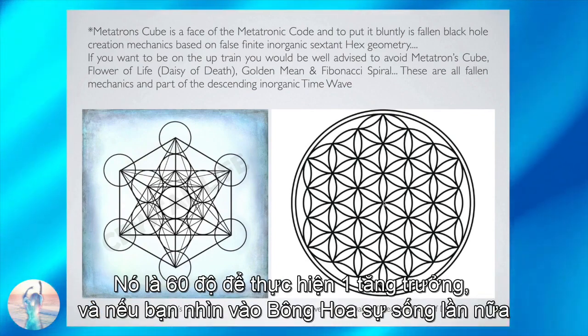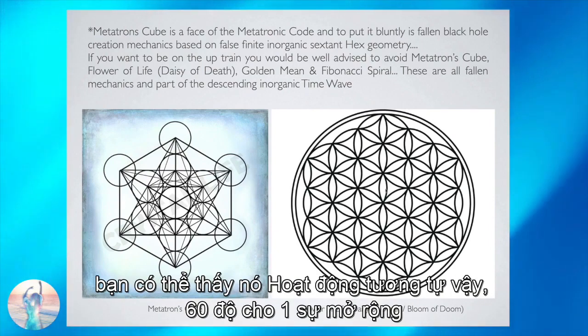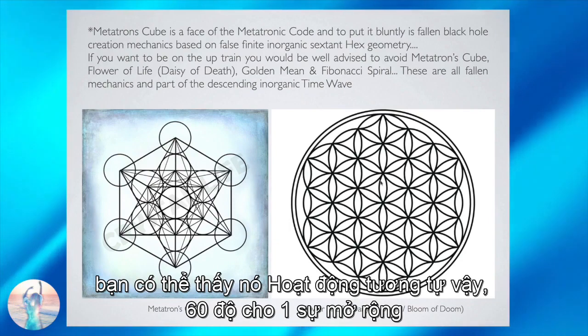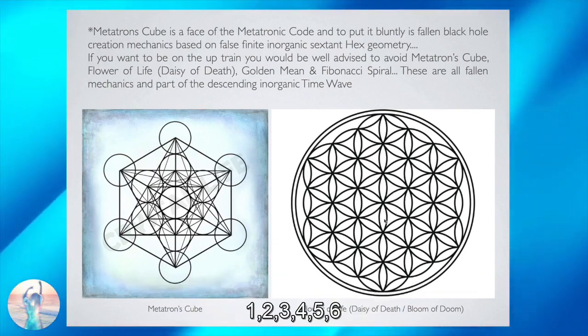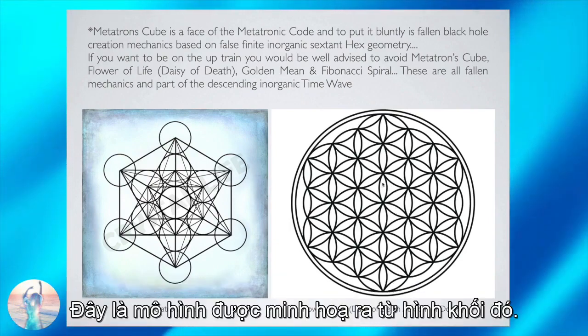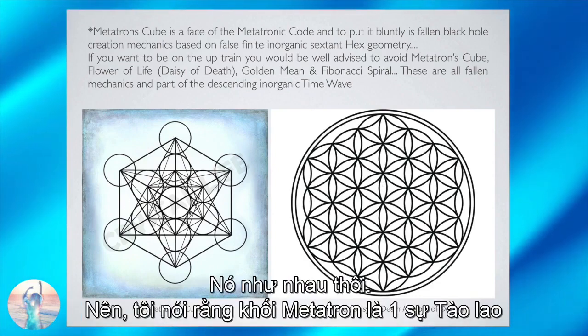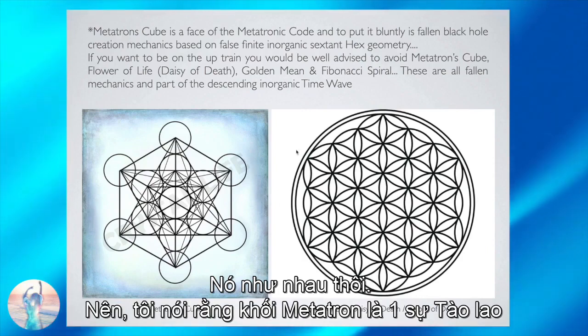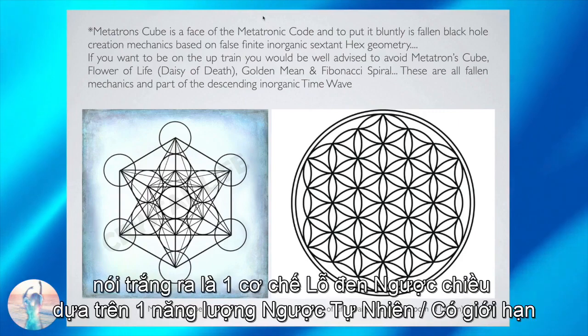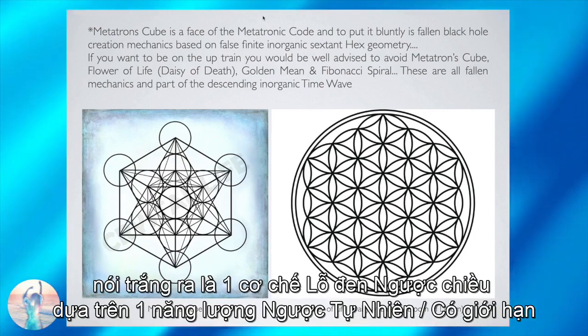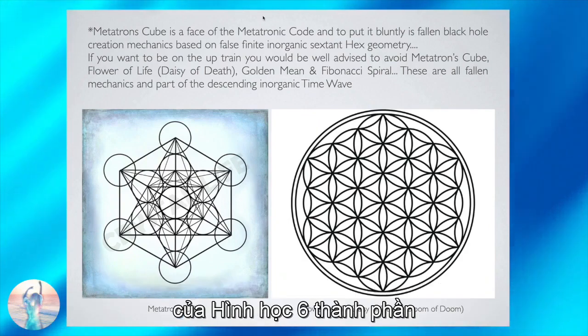And if you look on the flower of life, again, you can see that it works on 60-degree increments, and basically it's 6, 1, 2, 3, 4, 5, 6. This is just a pattern that is drawn over this. It's one and the same. So I've said Metatron's cube is a face of the Metatronic code, and to put it bluntly, is fallen black hole creational mechanics based on false, finite, inorganic, sextant hex geometry.